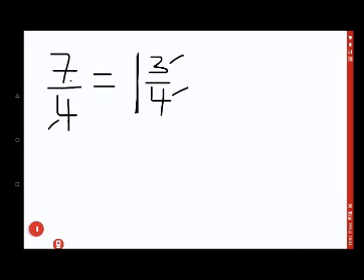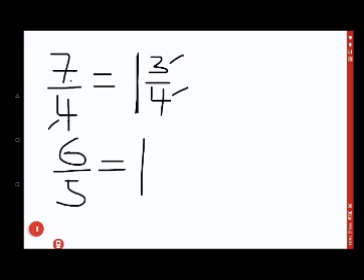Let's look at another one. 6/5. Now, how many times can 5 go into 6? Certainly it is 1. And when 5 goes into 6, what is the remainder? What is left after the 5 has gone into the 6? You have a remainder of 1. So 1 over the denominator of 5.